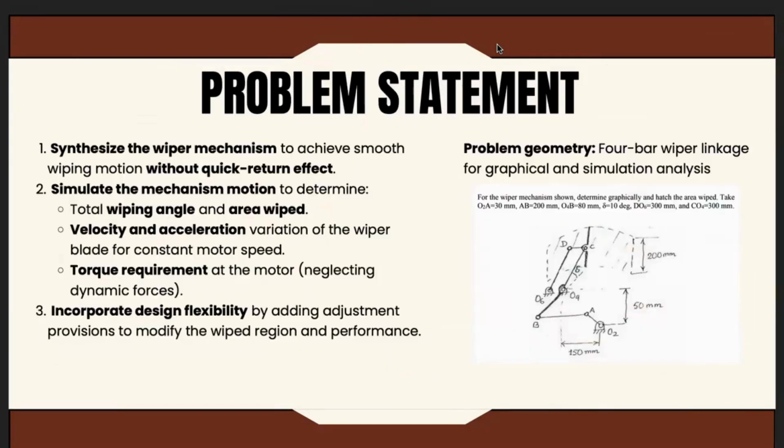The objective of this work is to synthesize a windshield wiper mechanism that provides a smooth oscillatory motion without a quick return effect. We also simulate the mechanism to determine three things: the total wiping angle and area wiped, the velocity and acceleration variation of the blade for constant motor speed, and the torque required at the motor neglecting the dynamic forces. The geometry provided to us was a 4-bar linkage, and we also used it for both graphical and simulation analysis. Now I'll hand over to Harshvardhan. He'll explain the part of kinematic analysis.